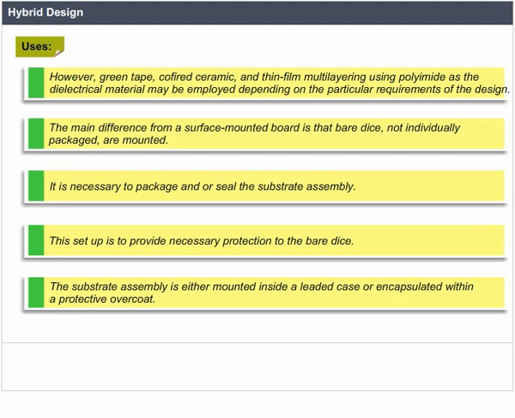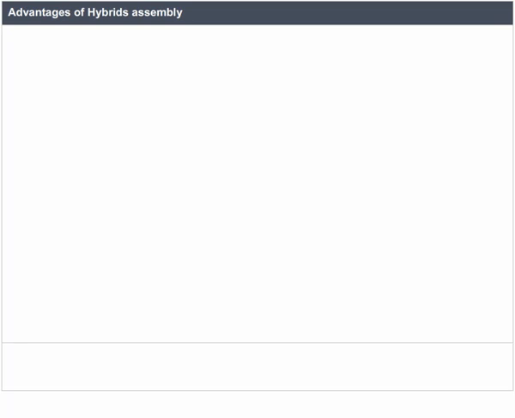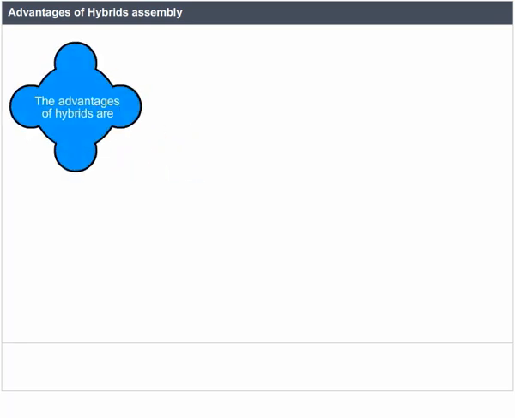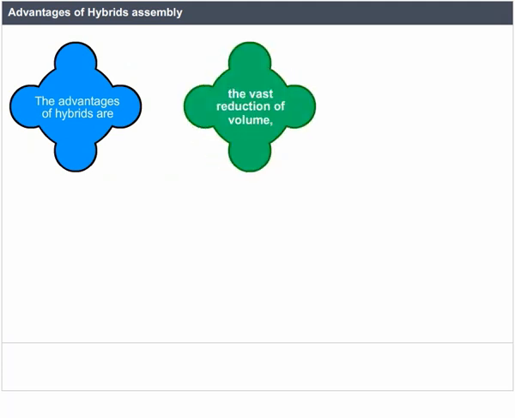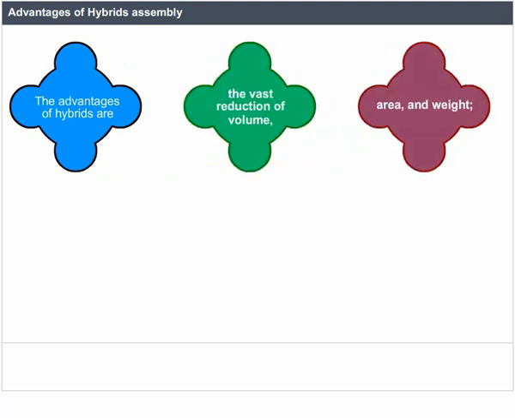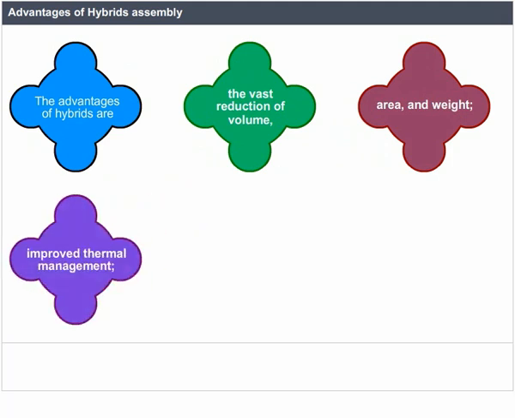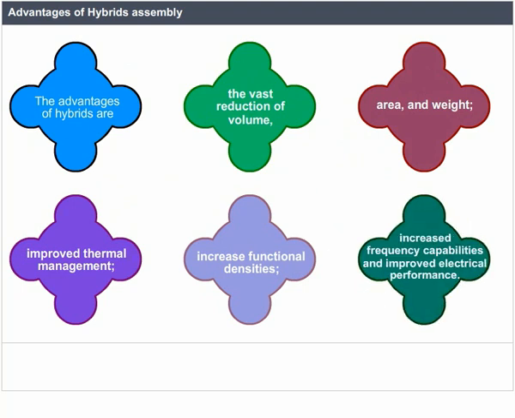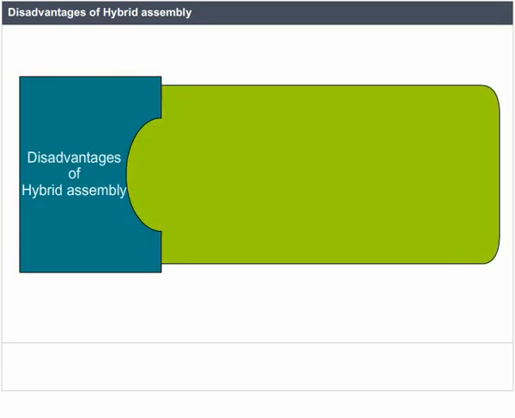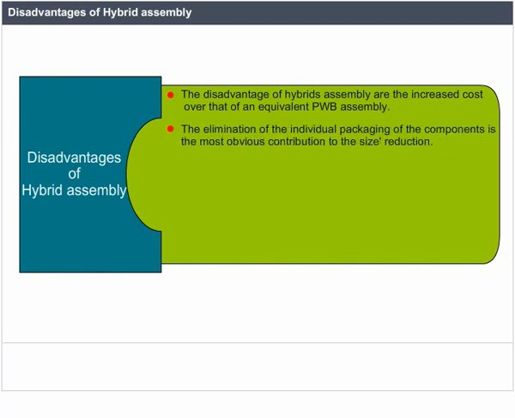Advantages of hybrid assembly. The advantages of hybrids are the vast reduction of volume, area and weight, improved thermal management, increased functional densities, increased frequency capabilities, and improved electrical performance. Disadvantages of hybrid assembly. The disadvantage of hybrid assembly is the increased cost over that of an equivalent PWB assembly. The elimination of the individual packaging of the components is the most obvious contribution to the size reduction.